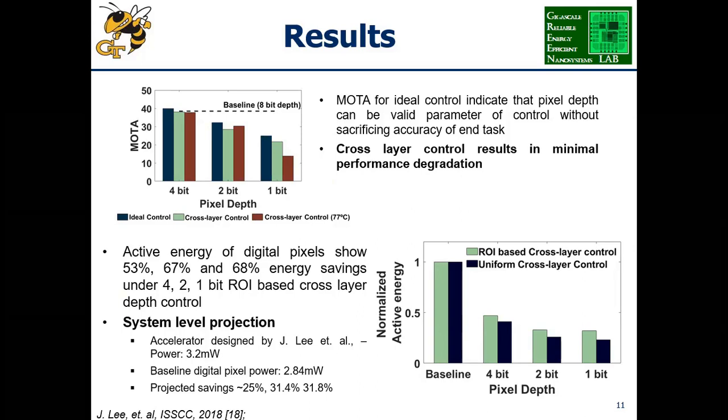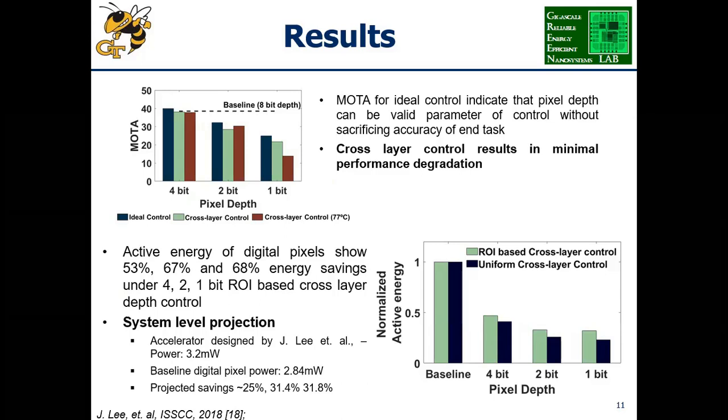The results of energy obtained from circuit simulations are stored as LUTs, and these are the ones used in estimation. We can see from the graph that the cross-layer control method achieves an energy savings of around 53% to 68% in ROI feedback mode, based on the target pixel depth used. We can also see that if we go for uniform cross-layer feedback, we would get slightly reduced energy, that is a greater energy savings, but there is a substantial PSNR degradation, like we already observed.